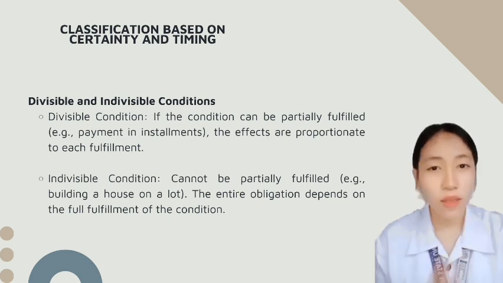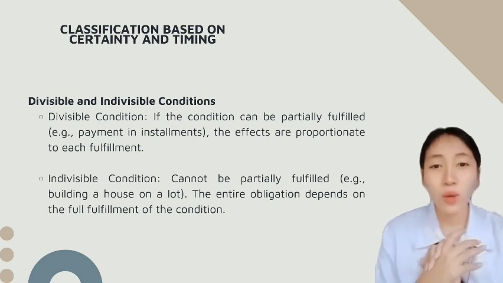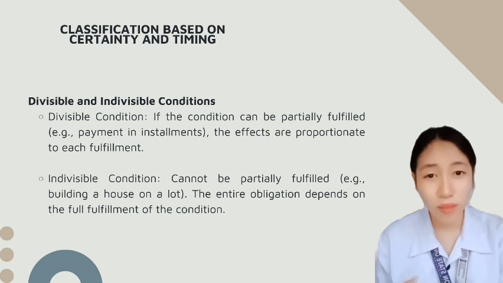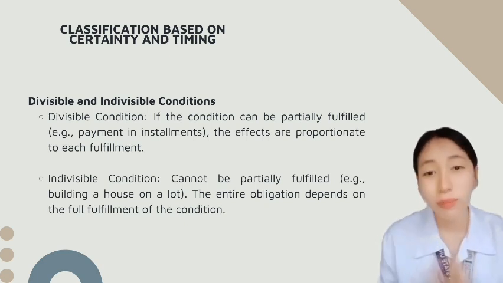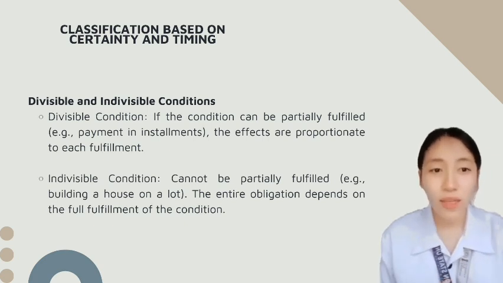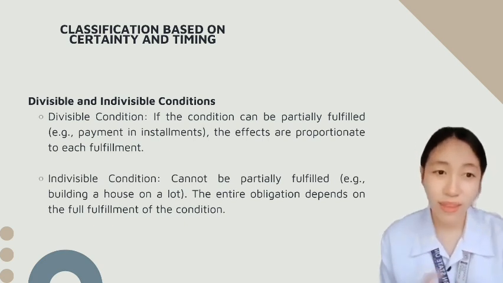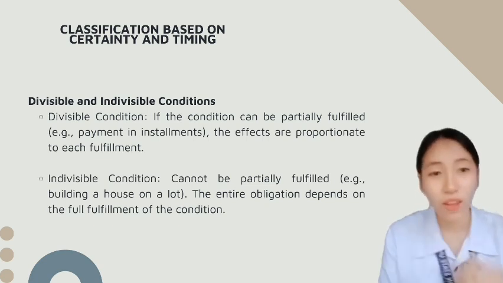Like for example, if the writer finished the entire book, they will receive the full payment. So this condition is indivisible because it requires 100% completion before the benefit, which is the full payment, is guaranteed. So the key idea of this is no partial credit. It's all or nothing.